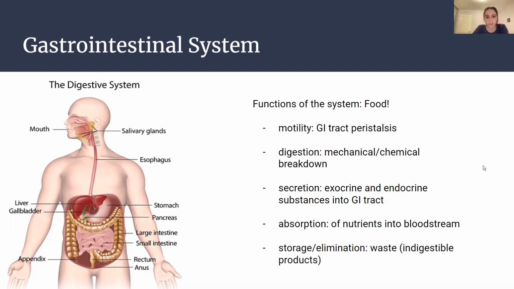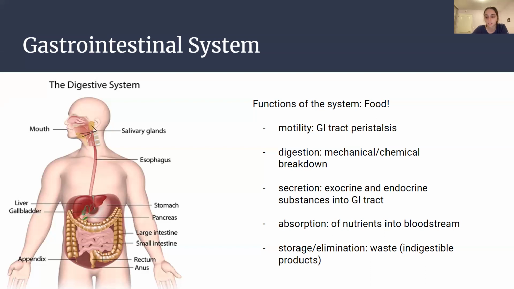So let's go over these main functions. So motility. Motility means movement. So a motility function refers to the GI tract, which is shown here in this image of the digestive system. It's GI tract peristalsis. And peristalsis is a special vocabulary word that pertains to a lot of the motility function. Can someone define for me? Feel free to unmute yourself or put it in the chat. What does peristalsis mean? What's the definition of peristalsis?